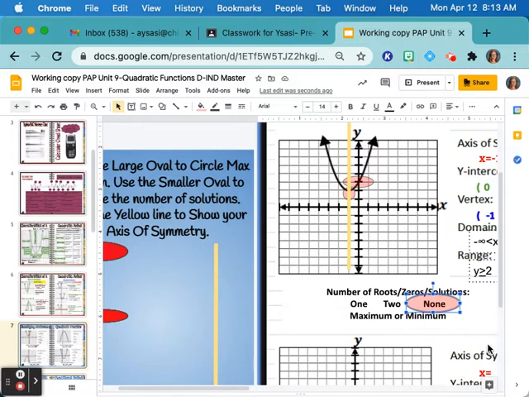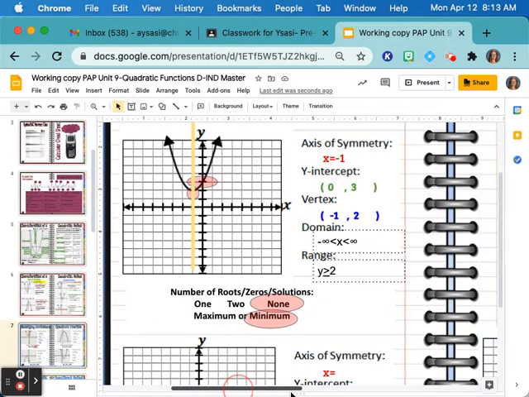Then do we have a maximum or minimum? Minimum. We have a lowest point. Yep, minimum. Okay, so with your table, I'm going to have you fill out the other 3 of these right now.